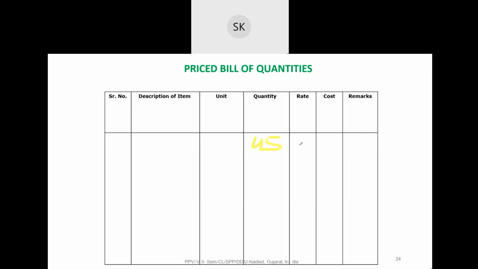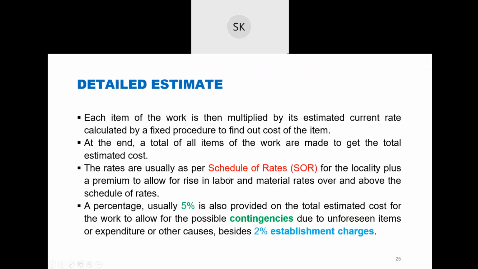So suppose we need 45 bags of cement and the rate of one bag is 700. The total cost will be 45 into 700, and you will get the cost. So you get the cost by multiplying by the current rate. At the end, a total of all items of the work is made to get the total estimate. You sum up all the costs and get the final cost. Now, rates are usually as per schedule of rates for the locality plus a premium to allow for rise in labor and material rates over and above schedules of rate.